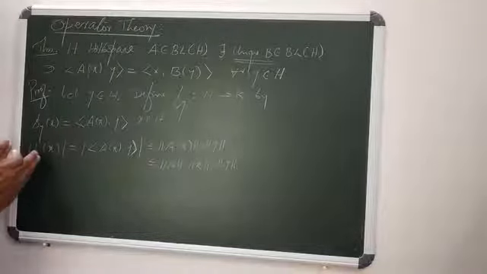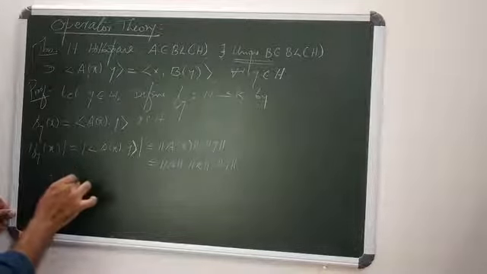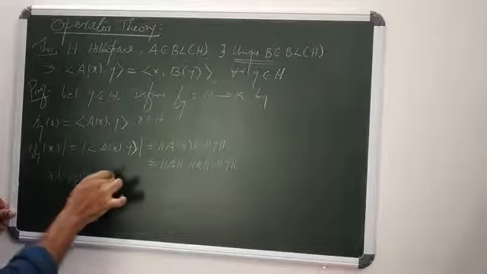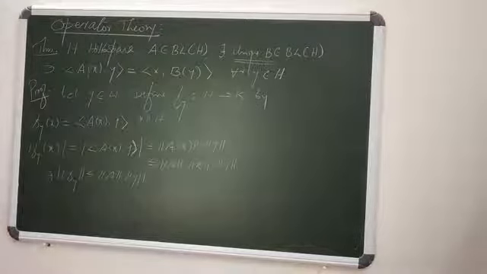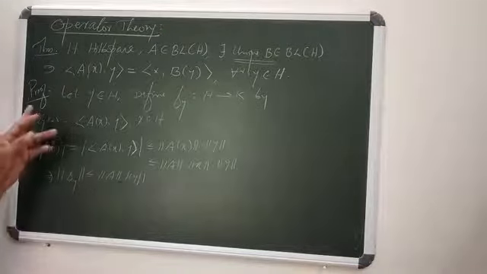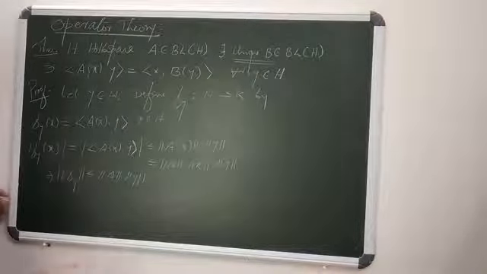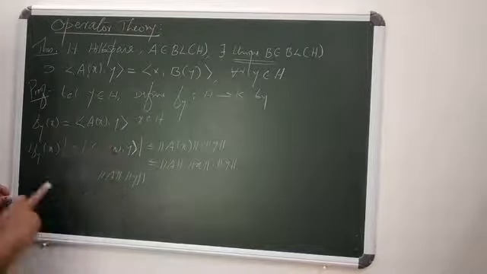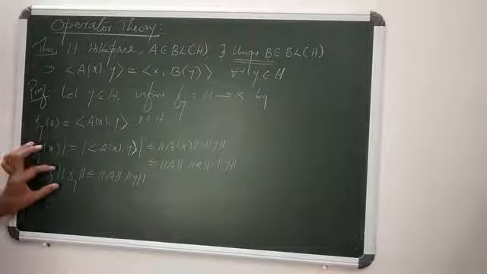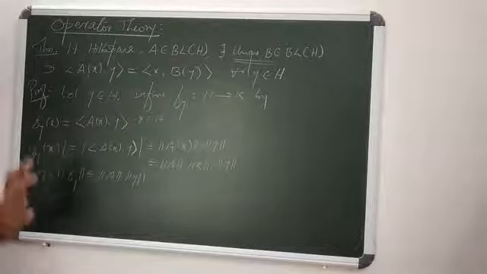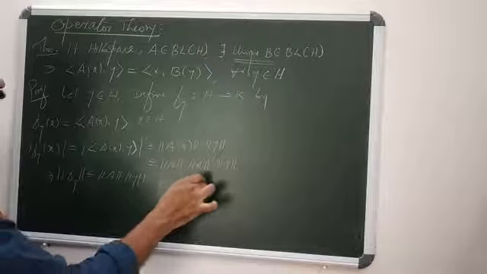So finally, the norm of Fy, that means modulus of Fy of x, is less than or equal to norm a into norm y. So norm Fy is less than or equal to norm a into norm y. Further, Fy is a linear functional. So for all x in H, Fy is bounded, which means Fy is continuous. This implies Fy is continuous.